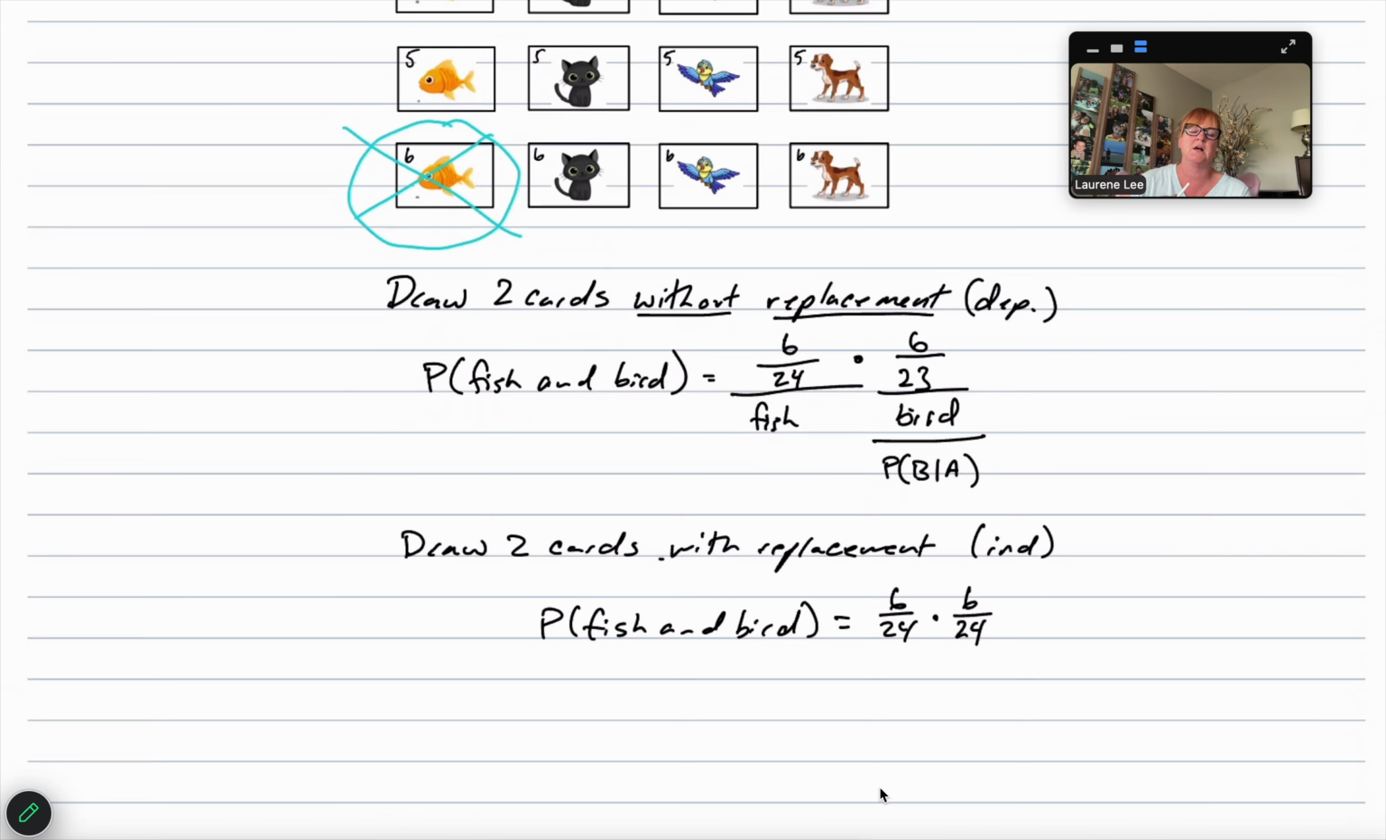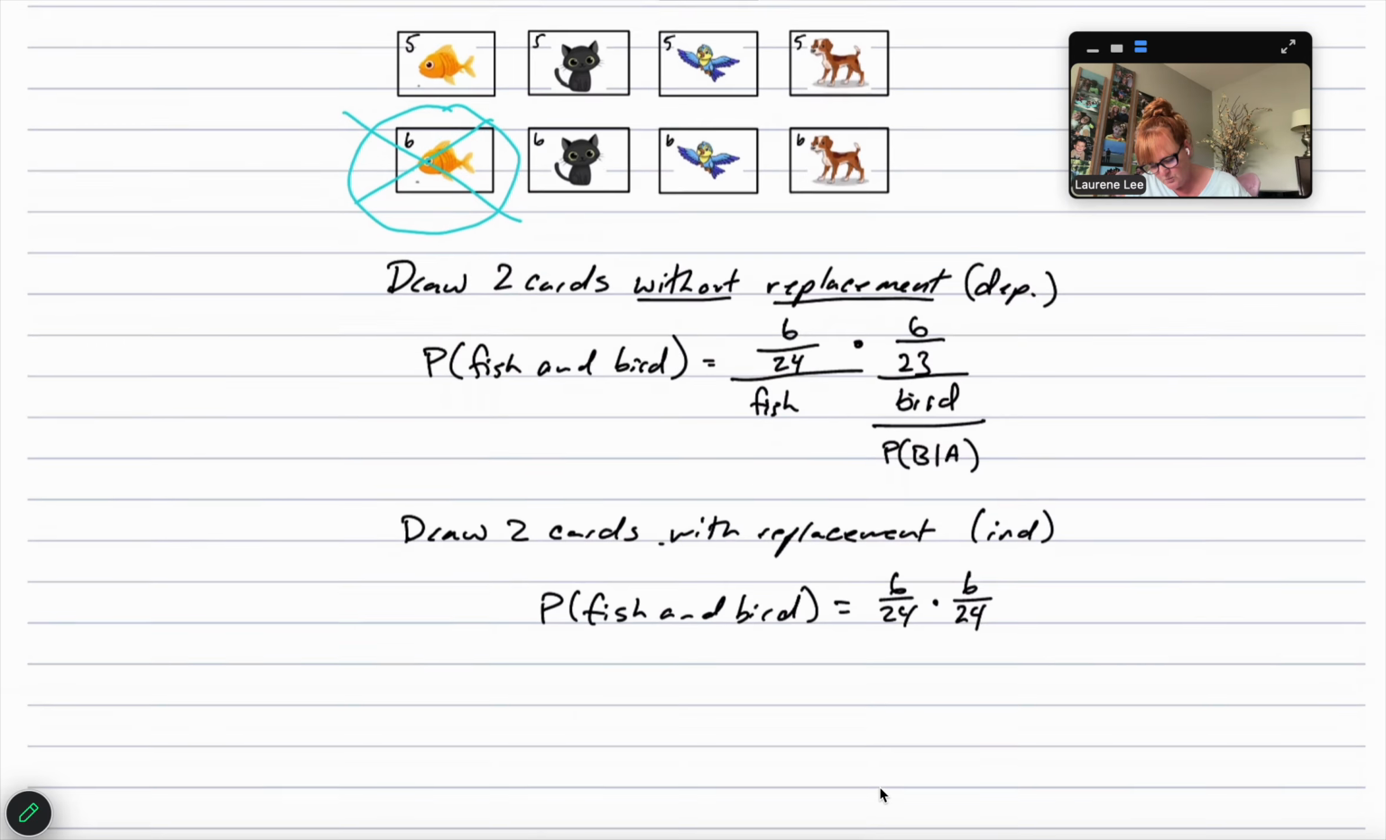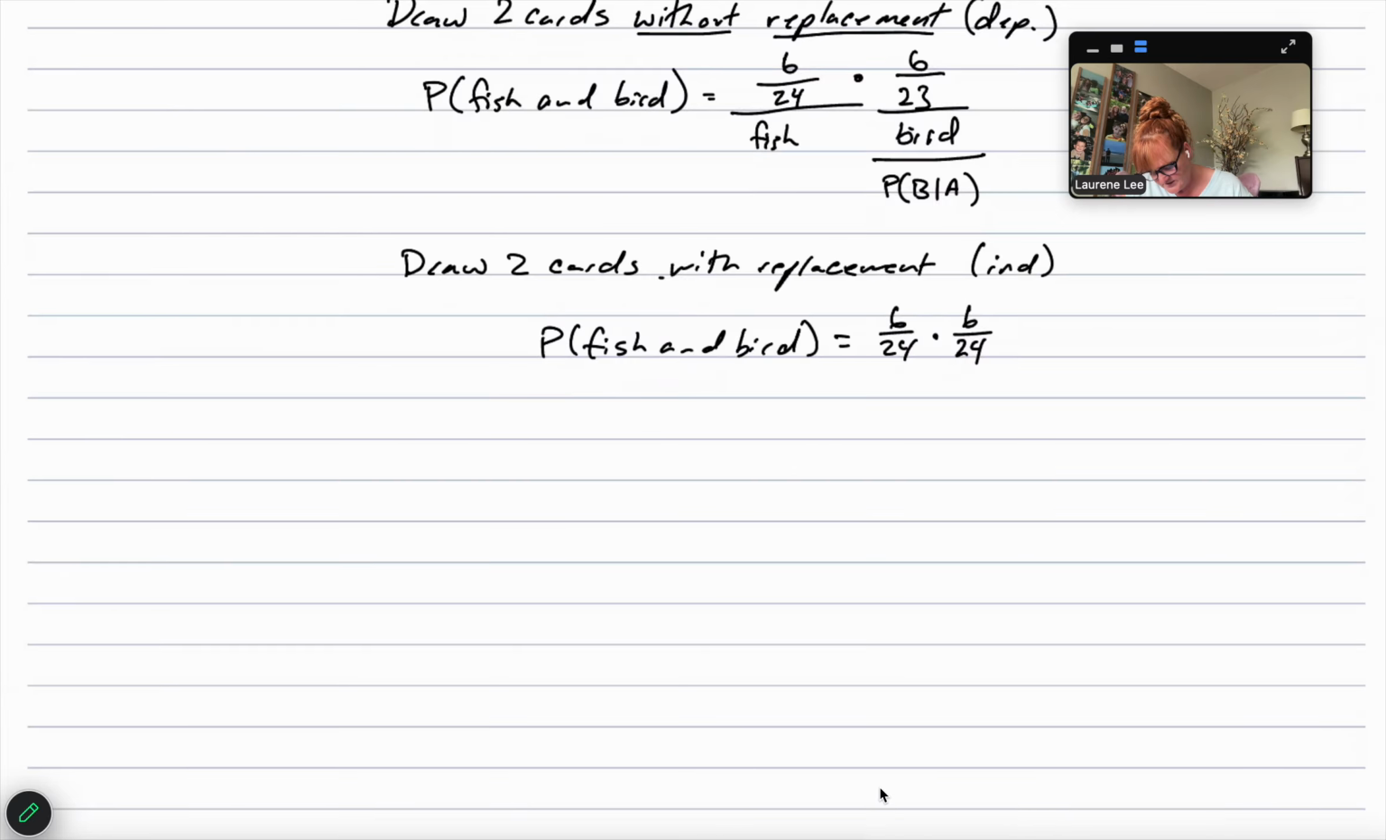So a lot of times I'm not formulaically thinking about this. I'm just conceptually thinking about this. How do I adjust that second fraction for what happened previously? So let's try one more here. What's the probability that I draw, let's say I draw 3 cards and I'm going to do without replacement.